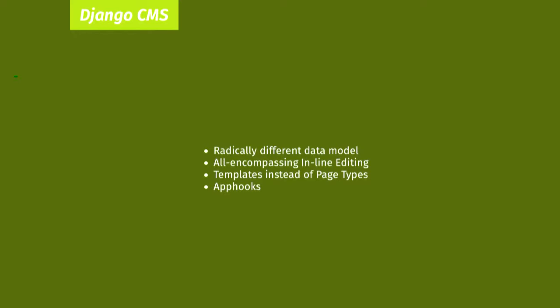Django CMS's data model is radically different to the other two, being centered around plugins rather than pages. Plugins mean the data structures that hold your content are far more loosely coupled from the page than the other two, which makes them more flexible. It also goes all out on inline editing. It's the primary way to edit the site, and there's nothing you can't do through it.